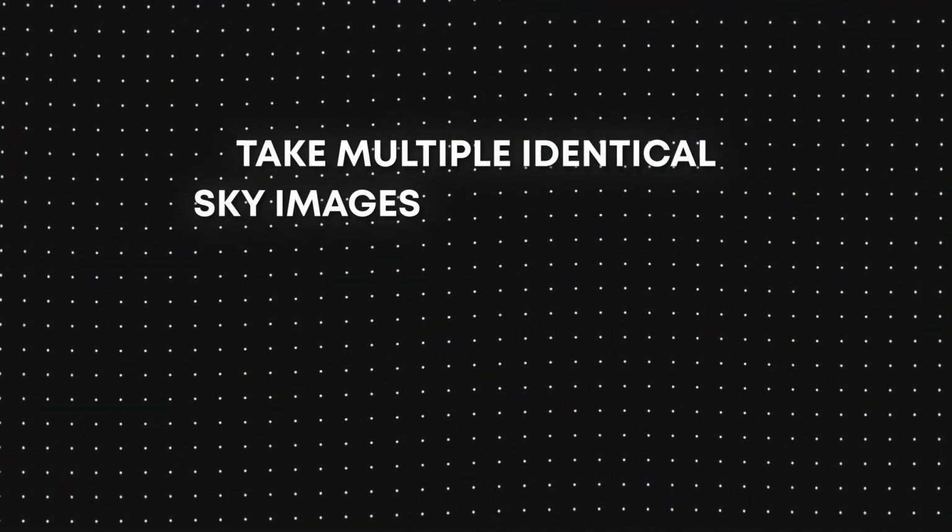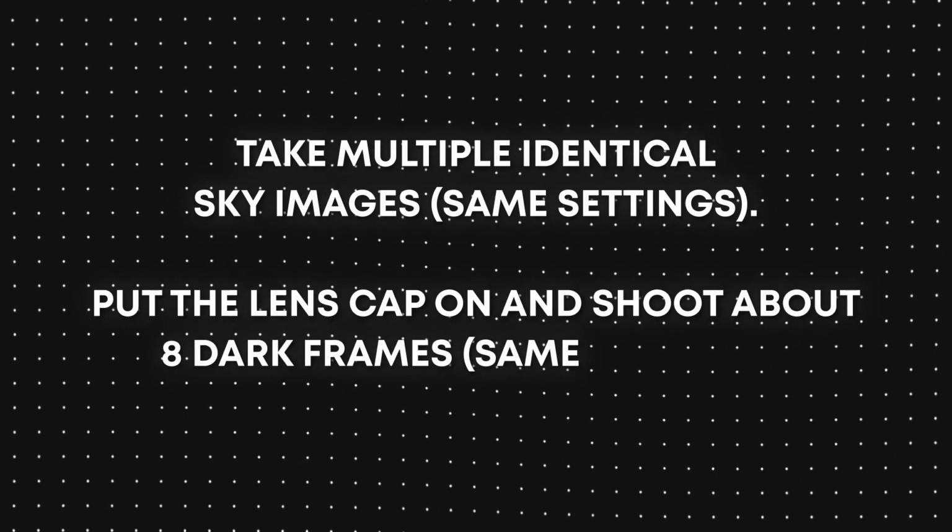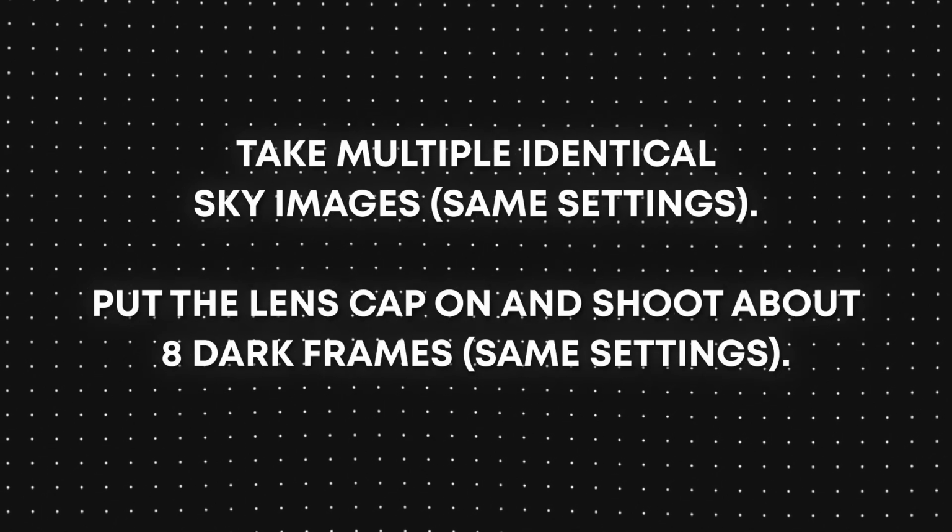It's called stacking. And it involves capturing multiple identical images, then combining them in editing. We also capture special calibration images called dark frames, just shots with the lens cap on, which help remove sensor noise and hot pixels. Here's how to do it yourself. Take multiple identical sky images, same settings, then put the lens cap on and shoot about 8 dark frames. Again, same settings. That's literally all it takes, and your Nightscape images will look cleaner and sharper than you ever thought possible.